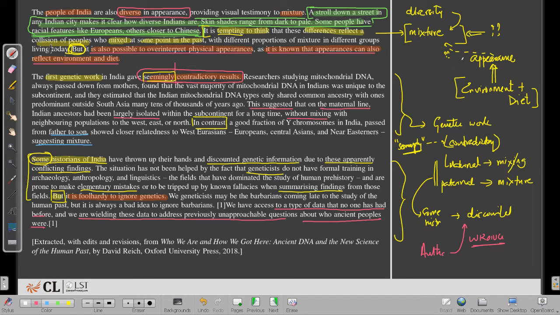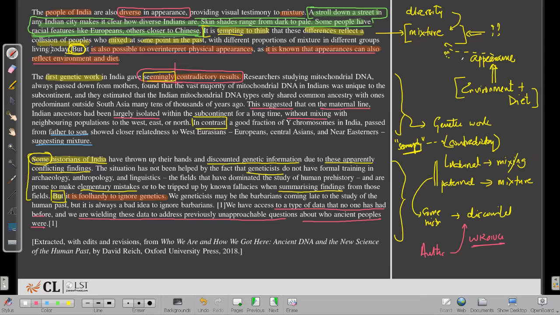My takeaway from paragraph number one: there is diversity. Oh, fine. You might think it's because of mixture. Great, but don't go with appearance, because appearance can also be affected by other factors, which are environment and diet. Okay, perfect. Now let me talk about the genetic work. There is genetic work being done with contradictory results, and because of this contradiction, some historians say this kind of work is useless, but that is actually not the case. It is important to look at this work. Period. Done. That's what the passage is.